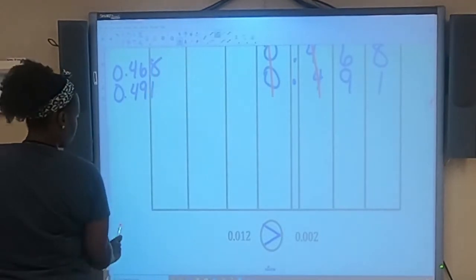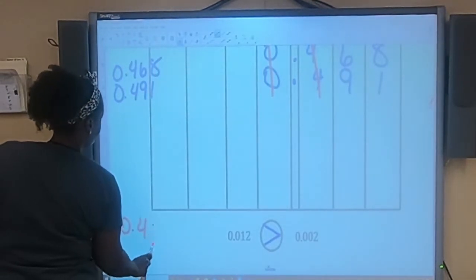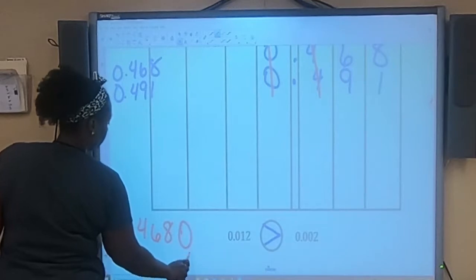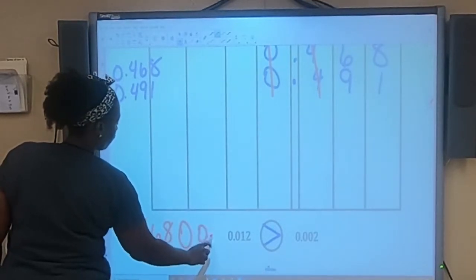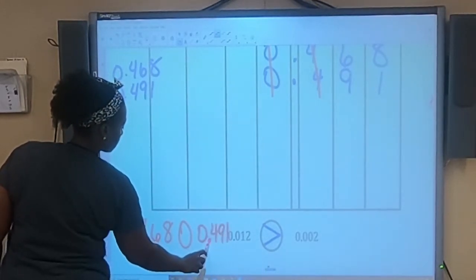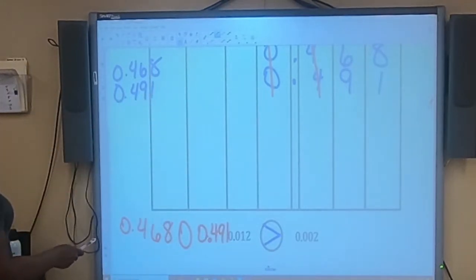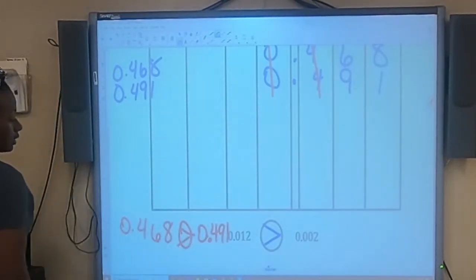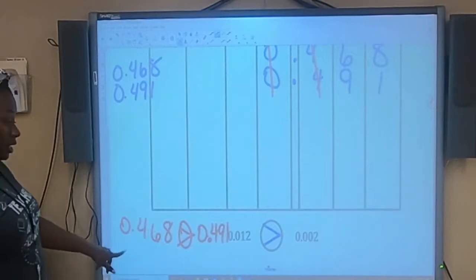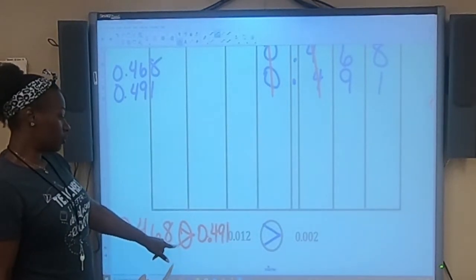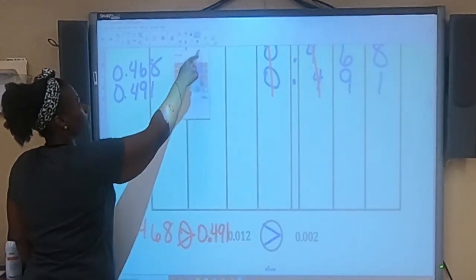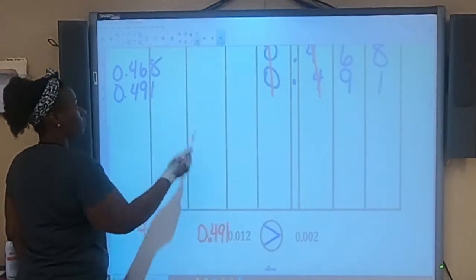Set my problem up. My first number, 468 thousandths, and I'm comparing it to 491 thousandths. As we said on the chart, we know that 6 is greater than 9. So I put my greater than symbol, remember? Oops, I put the wrong symbol. And I said the wrong thing.